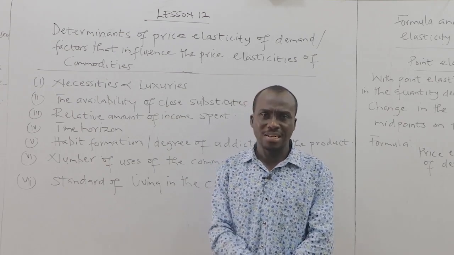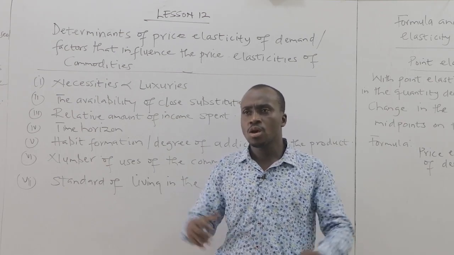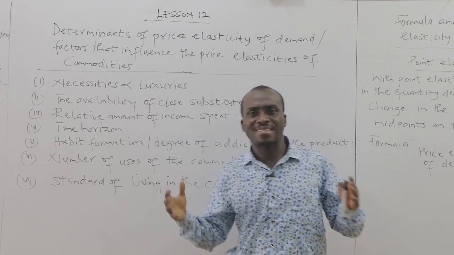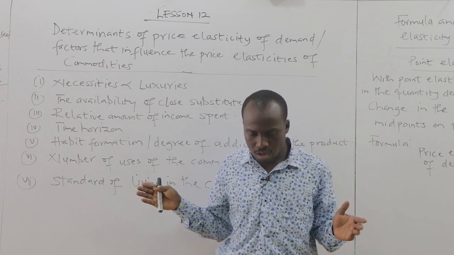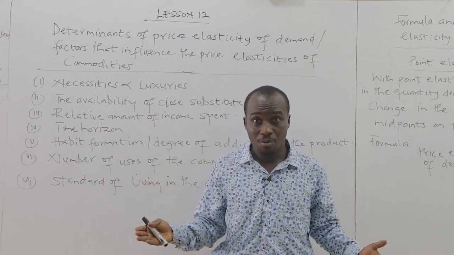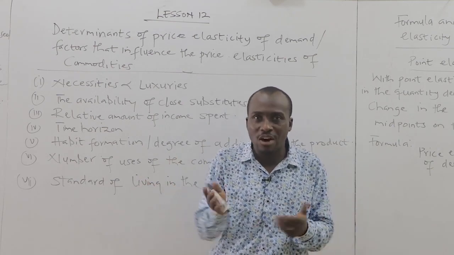But let me say this patently, perspicuously: whether a commodity is elastic or inelastic depends on you. Somebody says that private cars are luxuries. No, it depends on what you're doing. If you're a very busy person, you need a private car. If you are not very busy, a private car will be a luxury to you.